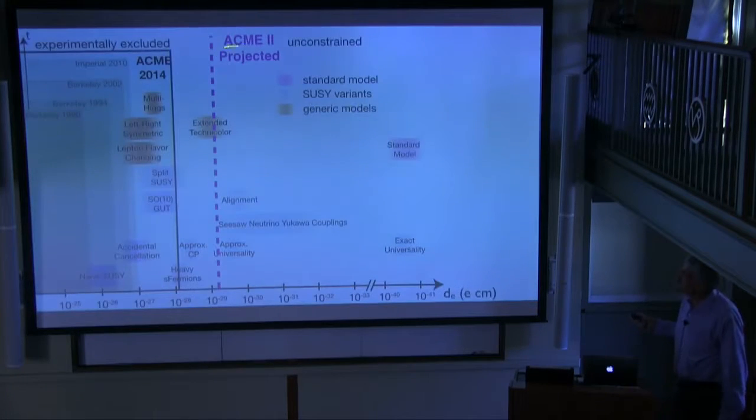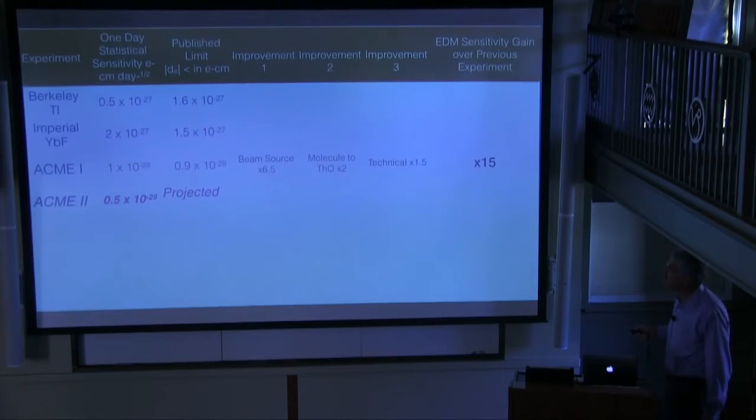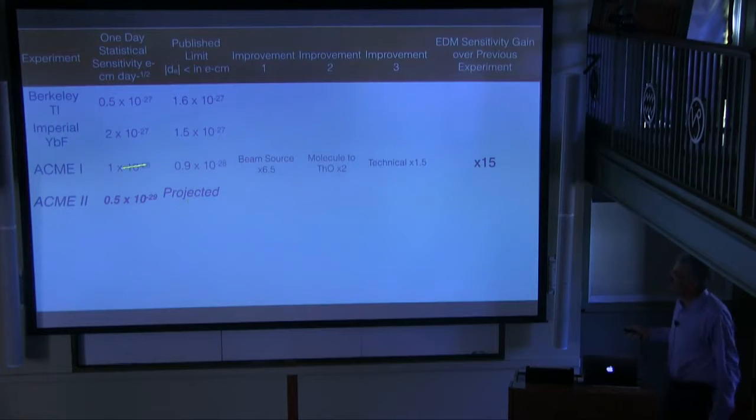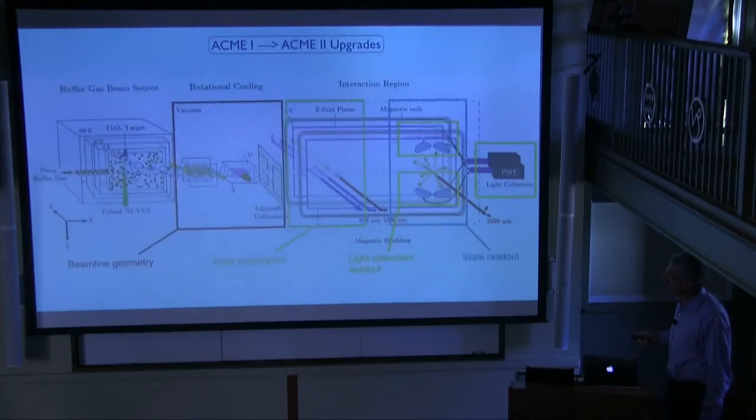Okay, so our projected ACME-2 would push into this region. You'll notice that we are in the middle of split SUSY, which is one totally viable popular theory. So I'm going out on a limb here and saying this is our... I'm still holding onto the trunk of the tree. Wait till you see at the end of the talk. That's out on the limb. So this is our projected one-day statistical sensitivity for ACME-2.